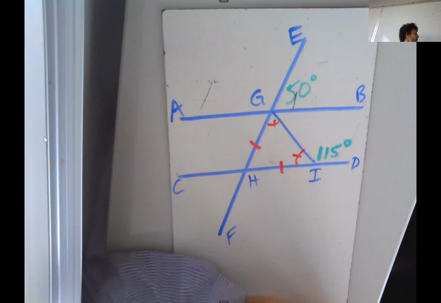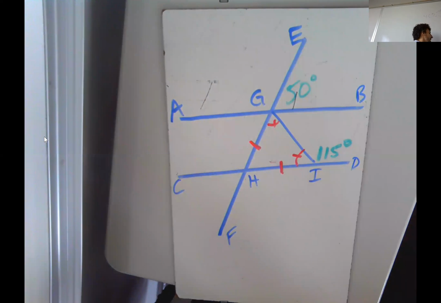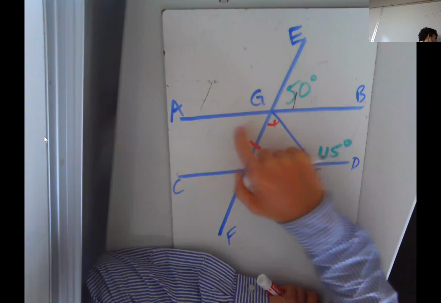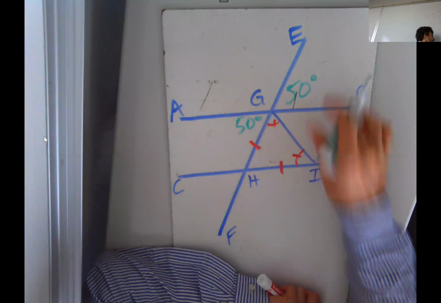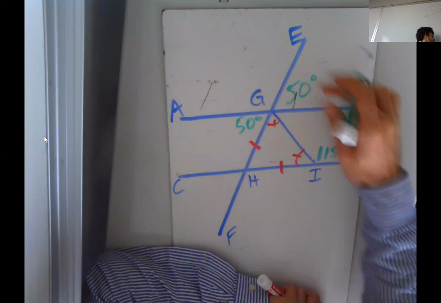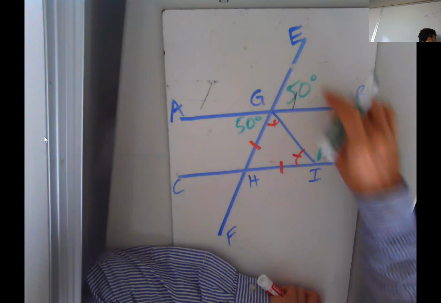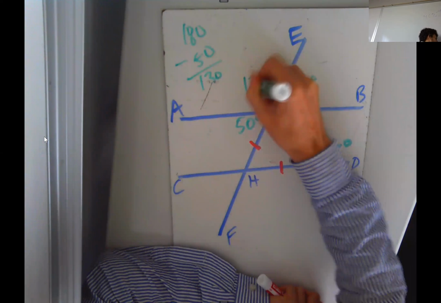Now you got to look and see, what can you figure out? The first thing that you can figure out, well, actually there are two things that you can figure out right now. One thing you can figure out is that you have vertical angles here. So this must be 50 degrees. And that you have a linear pair here. So you have a total of 180 up here. So 180 minus 50 is 130. So you have 130 right here.